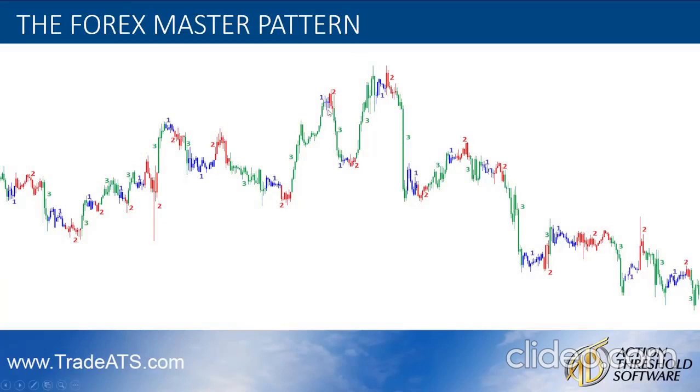Okay? The blue are going to represent your contraction phase. The red, your expansion phase. And 3 is going to be your trending phase. Okay? As you can see, there's not one candle on this whole chart that couldn't be classified as one of these three phases.